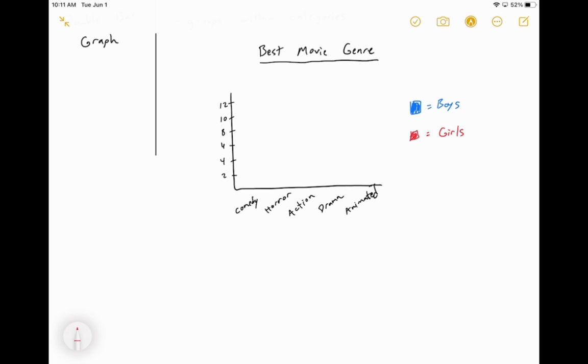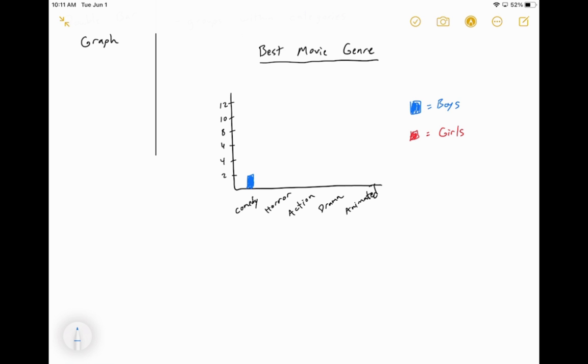All right, so I'm going to make up the data a little bit. I'm going to use the data we have from the survey and then make up a little bit of it. So let's just say, for example, that comedy, there was only two, but let's say that of those two, only the boys were the ones who like the funny movies. I know girls like funny movies too, but all right. So for comedy, we have two boys, no girls.